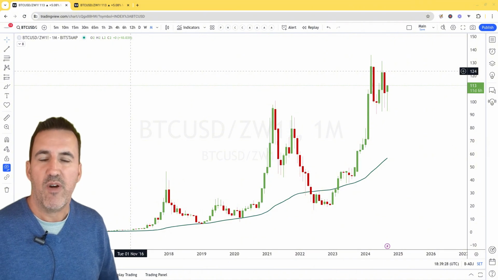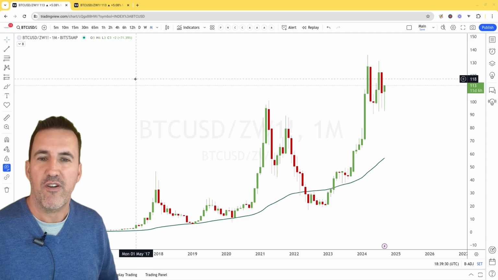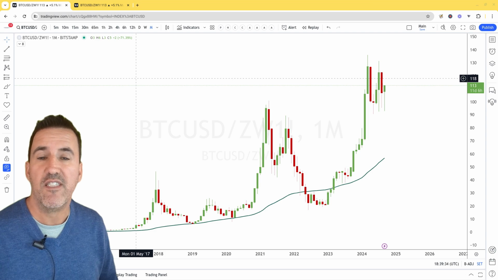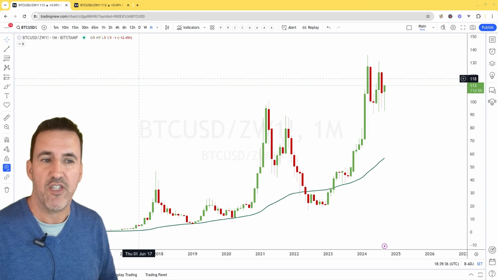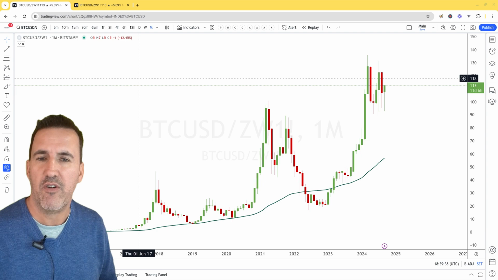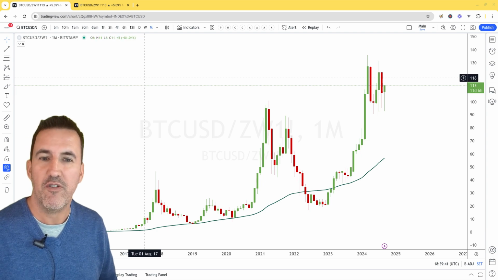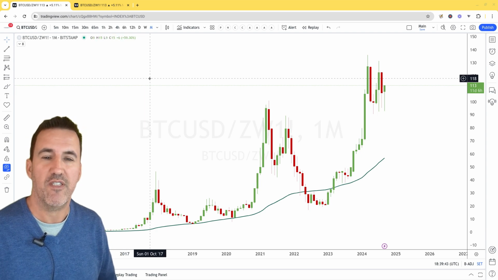So, what this does is it tells you which asset is outperforming the other. So it helps you with your allocation of your assets. So maybe you want to sell your Bitcoin to buy wheat. Maybe you want to sell your wheat to buy Bitcoin. That's what this chart tells us.